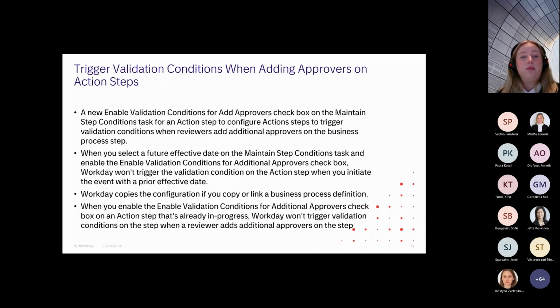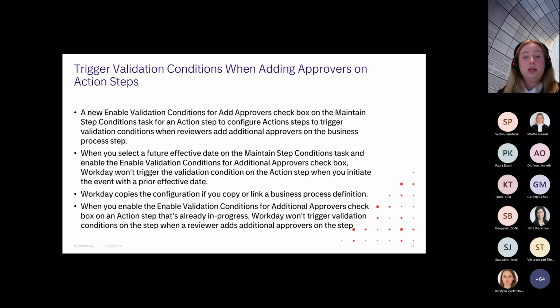Next up, we have trigger validation conditions when adding approvers on action steps. And here, Workday adds the new enterable validation conditions for add approvers checkbox on the maintain step conditions task for an action step, providing you with the flexibility to easily configure action steps to trigger validation conditions when reviewers add additional approvers on the business process step. This helps maintain data integrity in your tenant and prevents additional approvers from approving incorrect information.